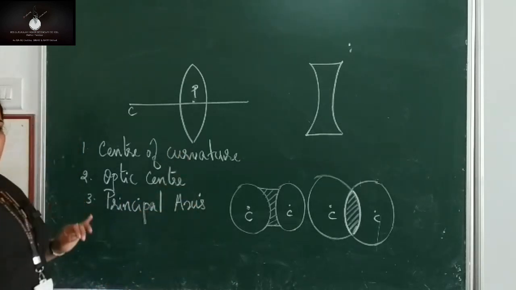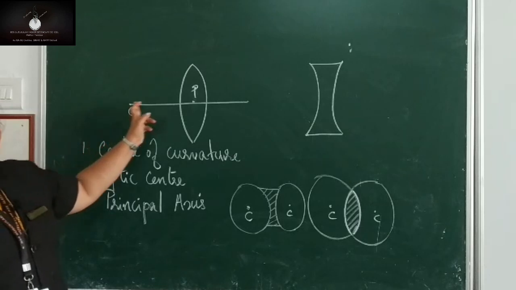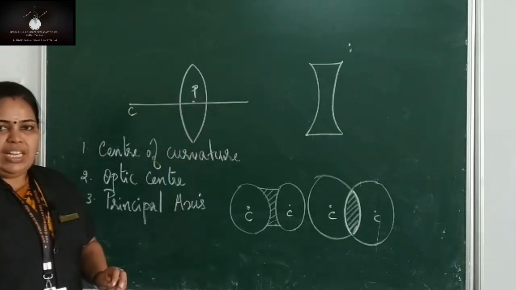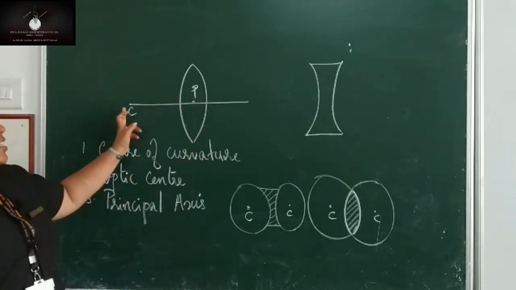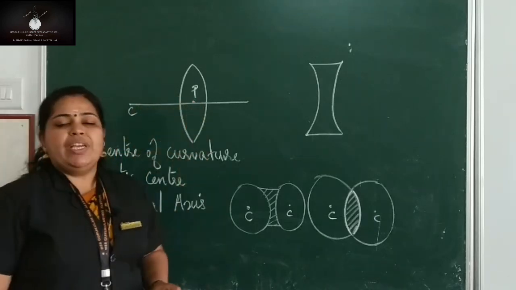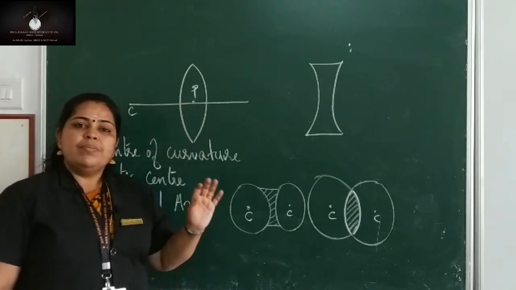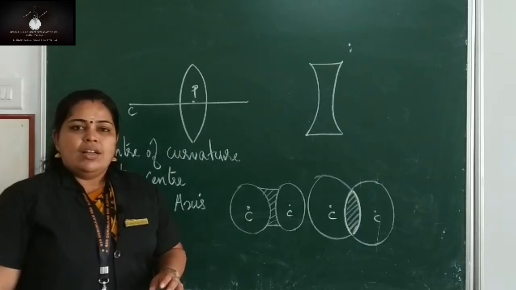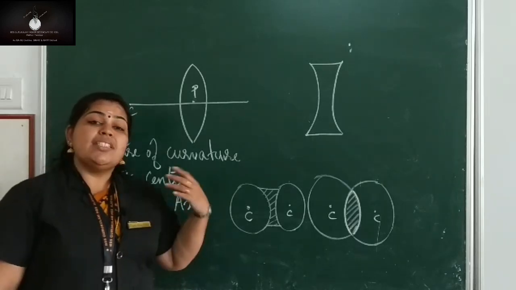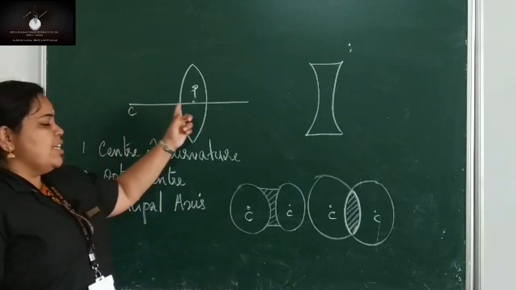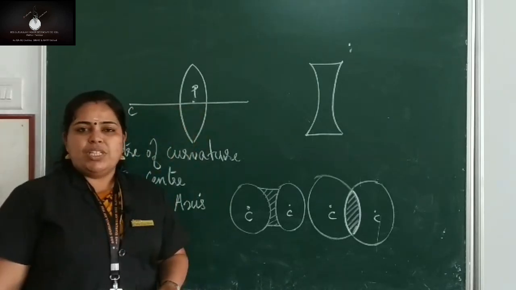So what is principal axis? The line passing through the middle of the lens, or the line joining the center of curvature and the optic center, is known as the principal axis. Principal axis is the imaginary line that passes through the center of curvature and the optical center.